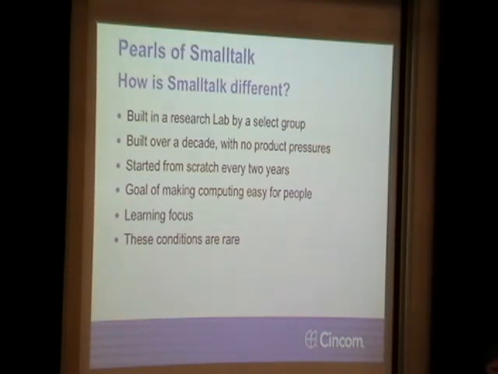They were not accountable for providing an income or a return on investment for over a decade at Xerox PARC. How many languages have that opportunity and the right people working on that? These kinds of conditions are very rare. That's one of the reasons it's so special.